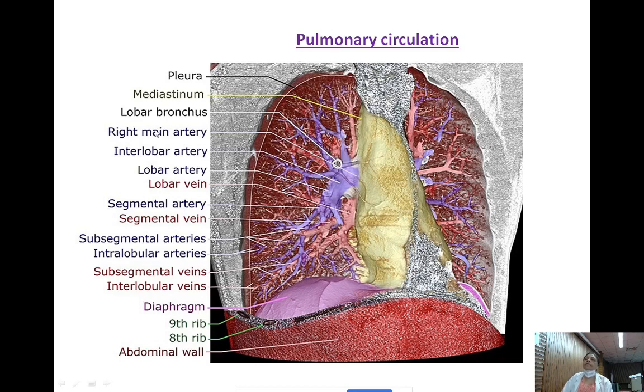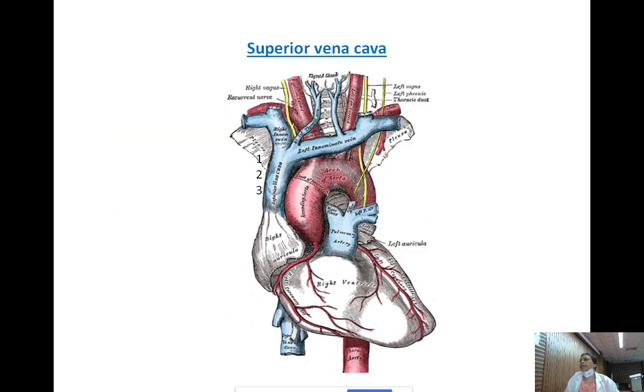So there will be the lobar arteries, then the segmental artery, then the subsegmental artery, then the intralobular arteries. Similarly, the interlobular veins, when they start, will form the subsegmental vein, the segmental vein, and ultimately the lobar veins will be formed, and these lobar veins join together to form the pulmonary veins. Okay. Now come to the veins.